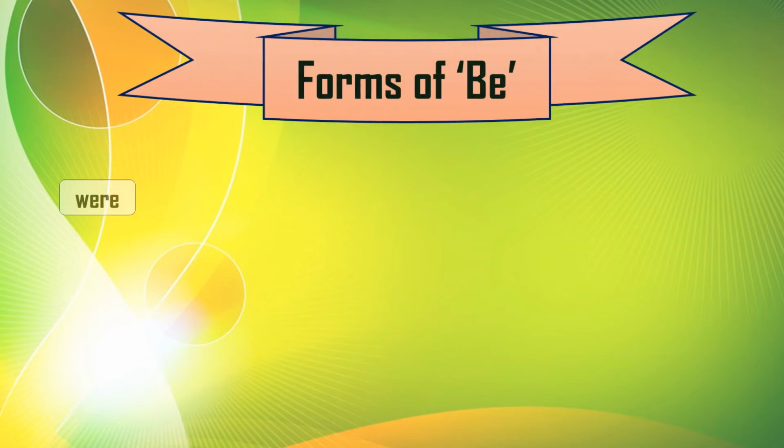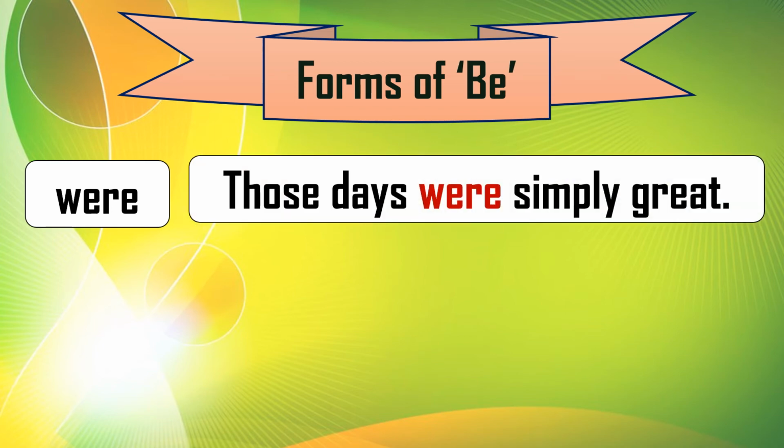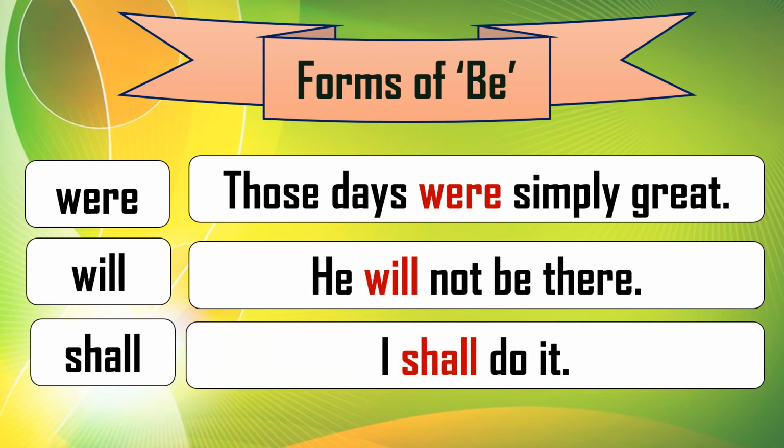Then some more forms of be. Were in past tense, plural. Those days were simply great. Will, form of be in future tense. He will not be there. And one more, shall. I shall do it. So these were forms of be we have used in sentences.